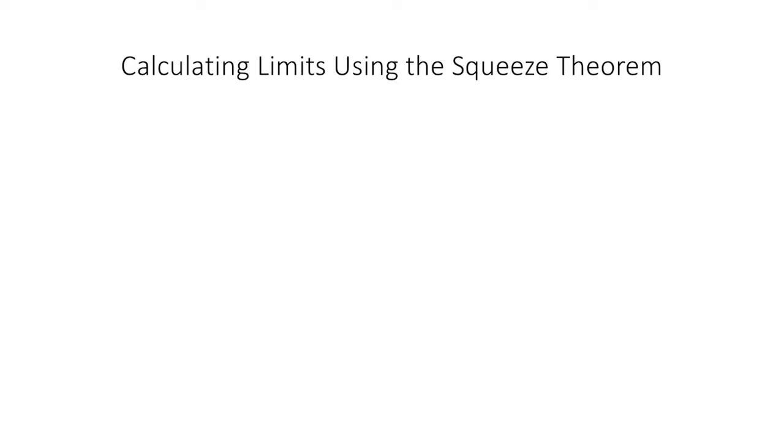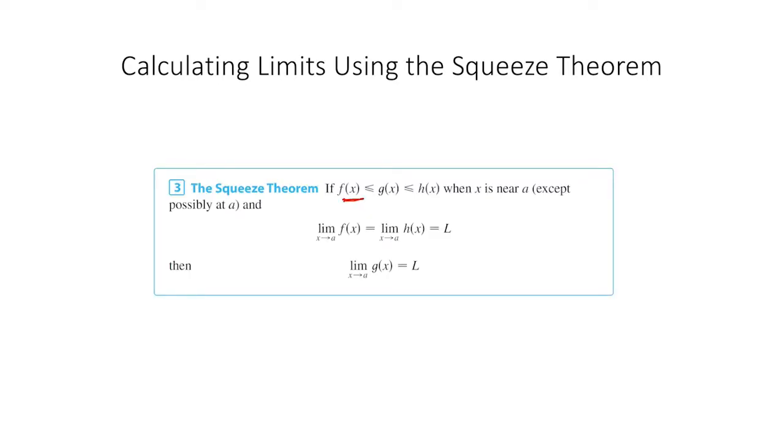Here's the squeeze theorem. It says if f of x is a function that's less than or equal to another function g of x, which is less than or equal to yet another function h of x, when x is near a, except possibly at x equals a. And it turns out the function on the left, f of x, has a limit as x approaches a, and the function on the right, h of x, has a limit as x approaches a, and they're both equal to L. Then the function that's sandwiched in the middle, g of x, also has the same limit as x approaches a. Notice x is approaching the same value a in all of these.